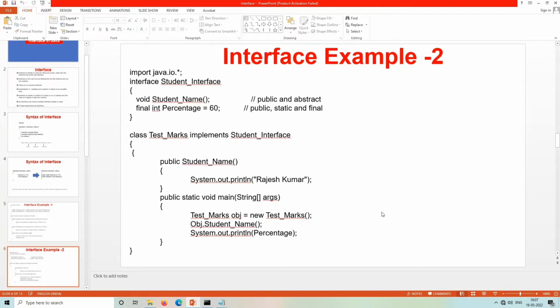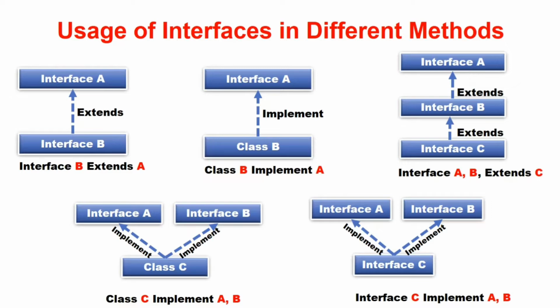So now we move on to our next example. Here we have given some pictorial representation of interface. So the interface can be implemented in different ways. Let's see one by one. So here we have two interfaces, A and B. So we have the possibility of B extending the interface A.